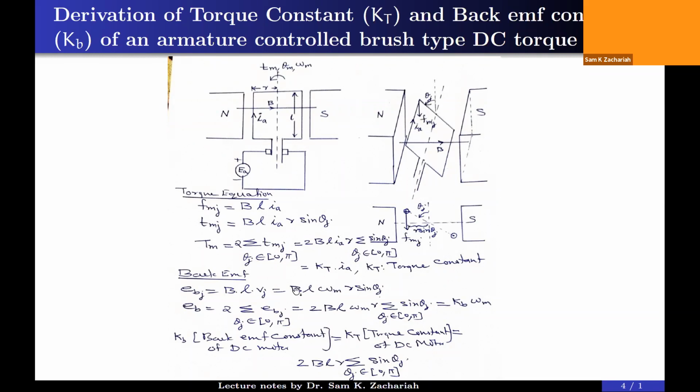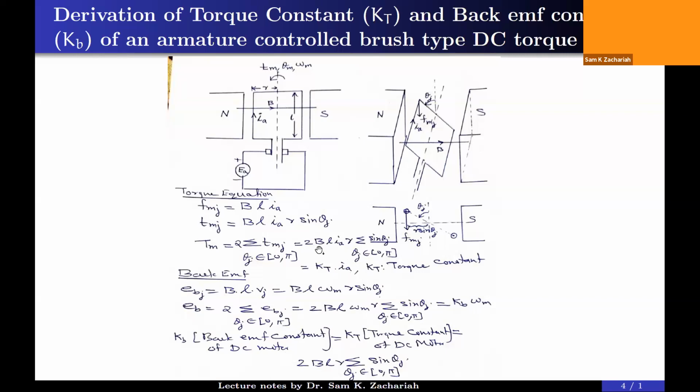So you can get the total induced EMF using this equation. EB is equal to again 2 sigma EBJ, theta j varying from 0 to pi. They only consider half of the drum because the other half voltage will be adding. And finally, you will get KB into omega m, where omega m is the only variable. All other things are constants or parameters of the motor. And you can also see that KB is equal to KT.